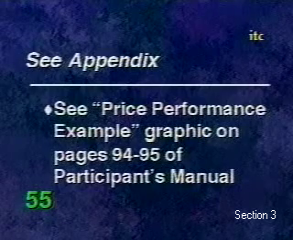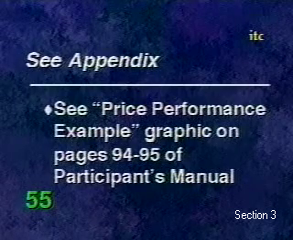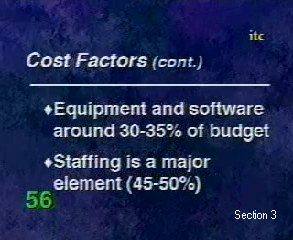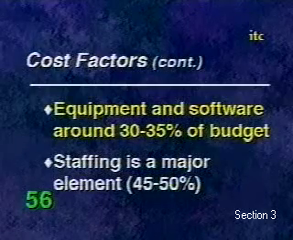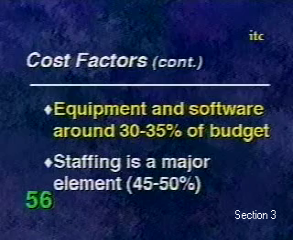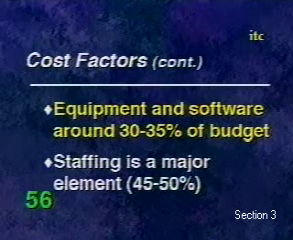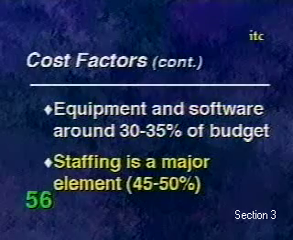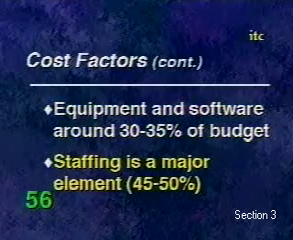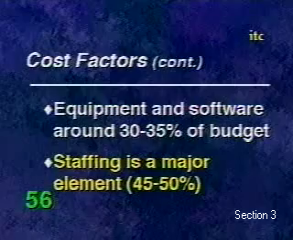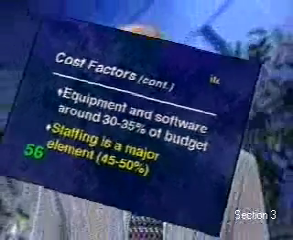Often the budgetary process for new applications is skewed toward the cost of the equipment and software. However, this budget represents only about 30 to 35% of the overall IT budget. The largest component is staffing, which runs in the range of 40 to 50% of the budget. Thus, if a new technology improves staff productivity significantly, it can make a huge difference in the cost-benefit analysis.